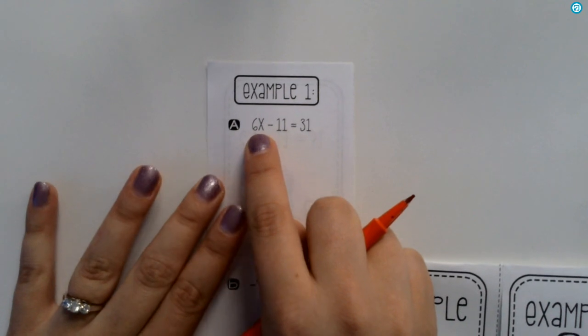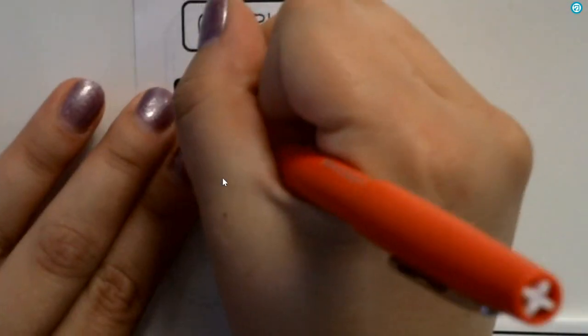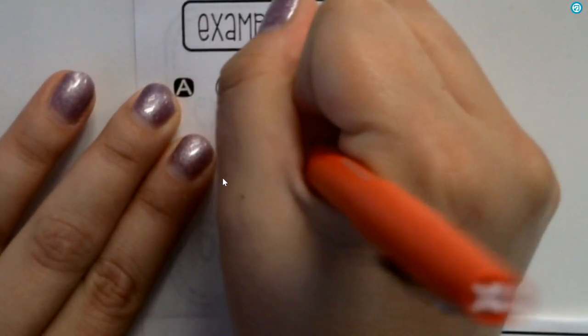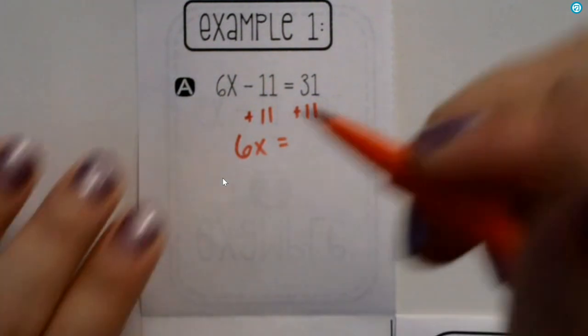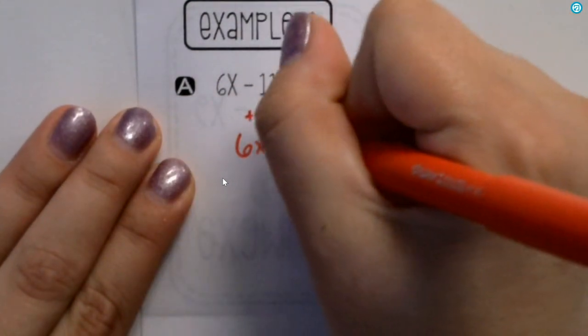What's the first one we're going to solve? So this is review of what we did yesterday. First thing we're going to do is add 11 to both sides of our equation. Our goal is to get x by itself. So then on the left side of our equation, we have 6x. On the right side of our equation, we have 31 plus 11, which is 42.